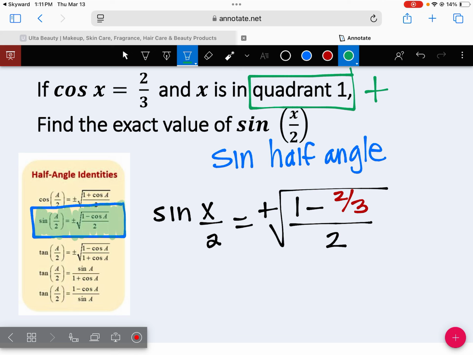Now, if they gave us sine, then we would have to do the Pythagorean identity again. Or we would have to do the x squared plus y squared equals r squared, but they were nice and they gave us what we needed, so we can go right to it.